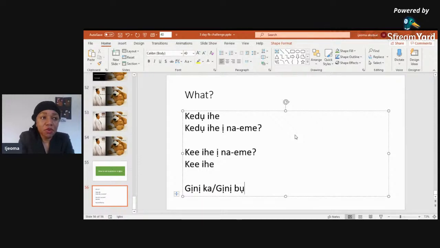Where you will hear gini bu is something like gini bu aha gi, what is your name? Gini bu oru gi, what is your job? Gini bu obodo gi, where is your town?